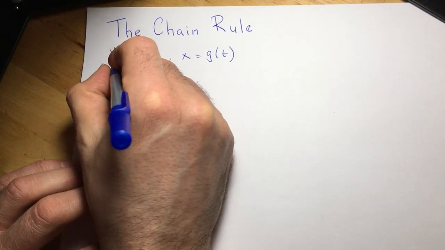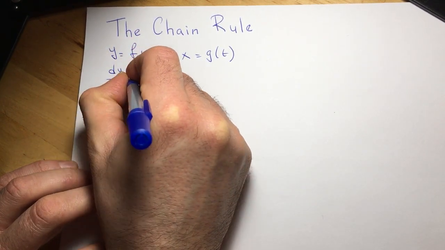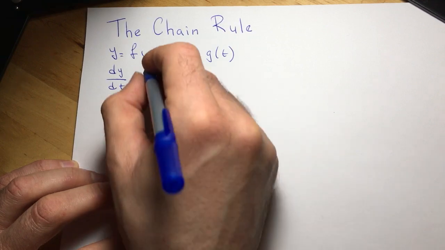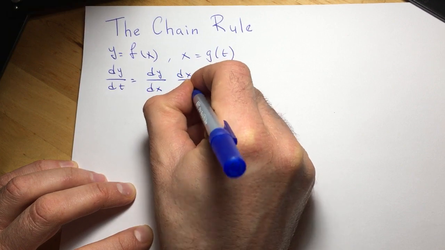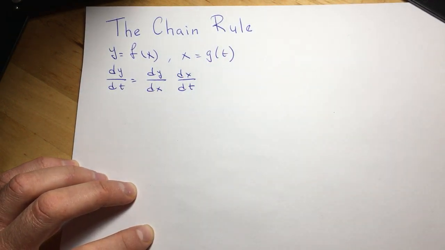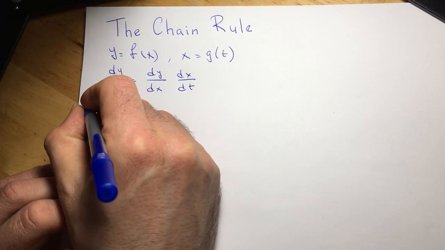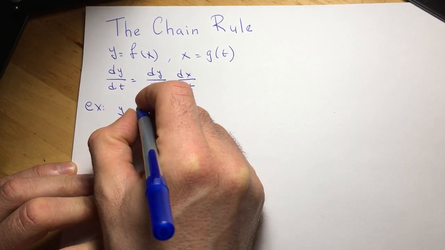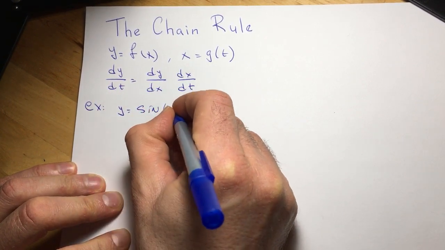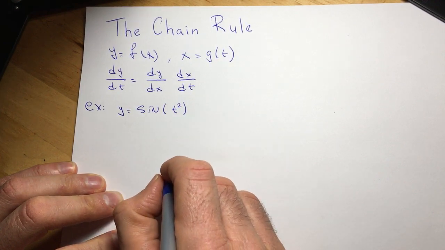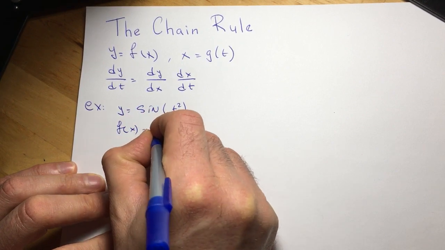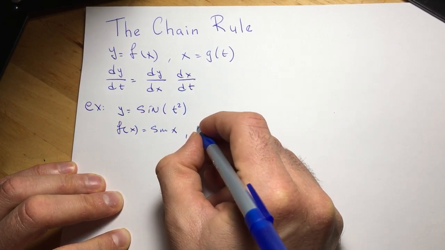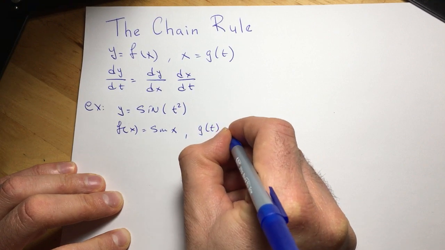Then dy dt was being calculated as dy dx times dx dt. Right? We know this rule. We have used it so much in Cal 1 and Cal 2. So for example, if y is equal to sine of t squared, here f of x would be sine of x, and g of t would be t squared.